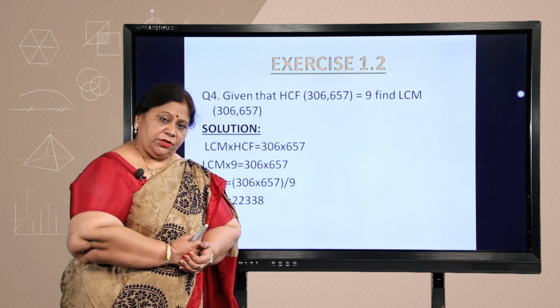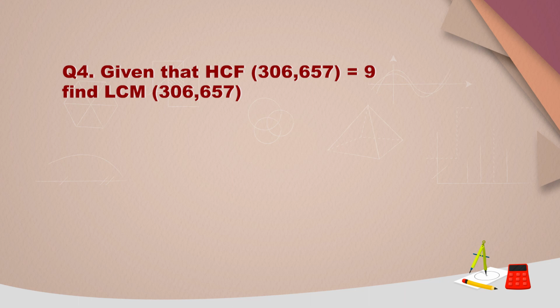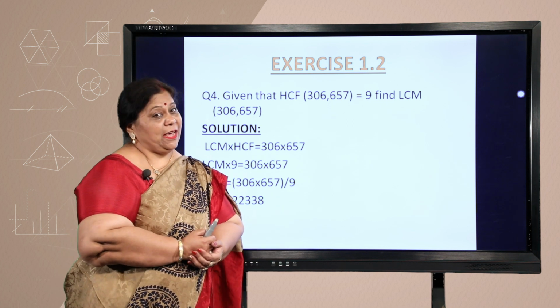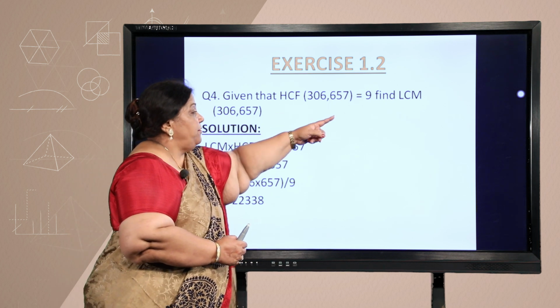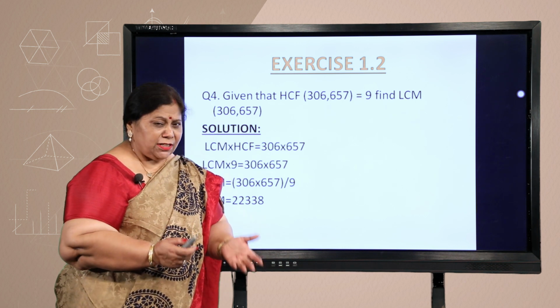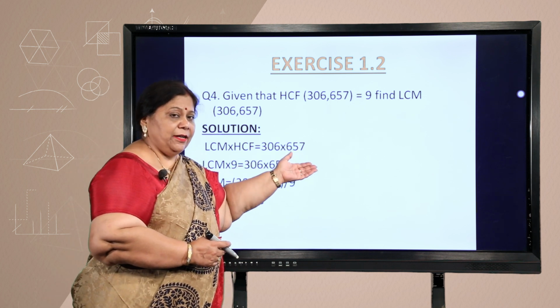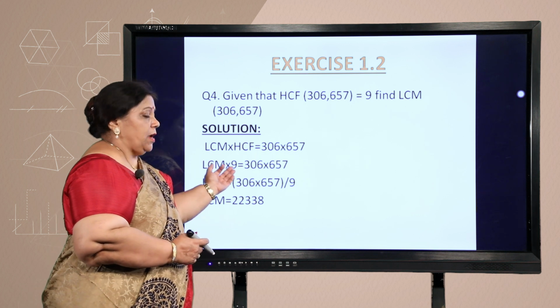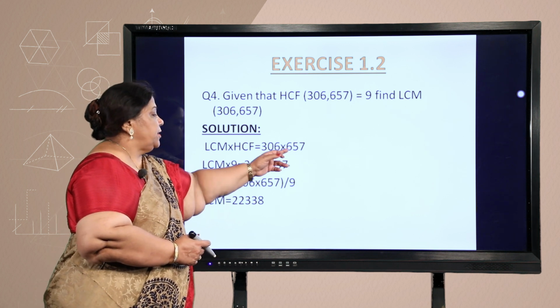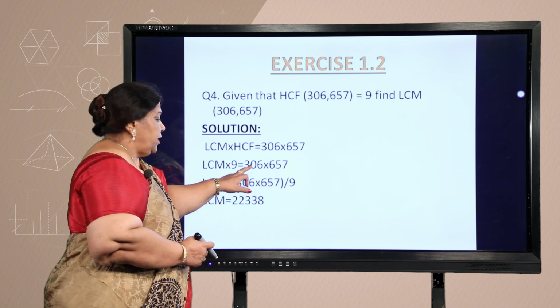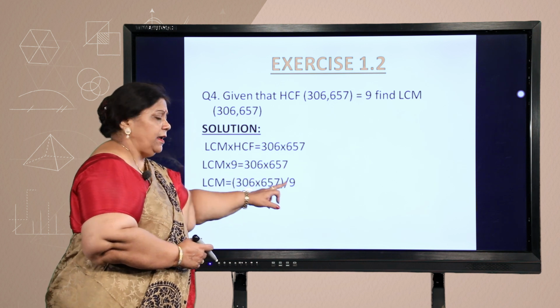Let us look into the next question, question number 4. We are given that HCF of 306 and 657 is 9. We are supposed to find out the LCM and this is a very popular question often asked in board exams. We are given the HCF and we are asked to find out the LCM. So, we have just now learned the rule that LCM into HCF is equal to product of two numbers. We can directly use that rule and we will have LCM into 9 is equal to 306 into 657, which can be calculated as LCM is equal to 306 into 657 divided by 9.